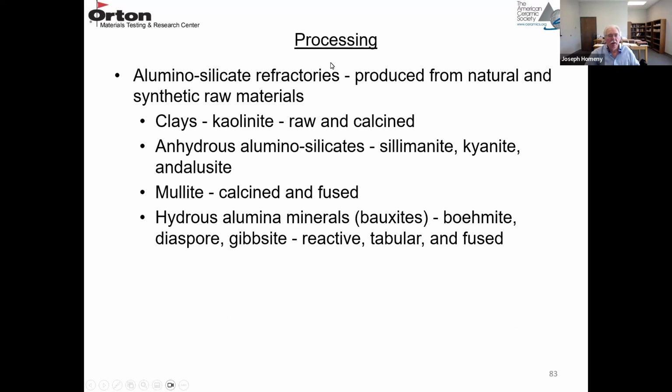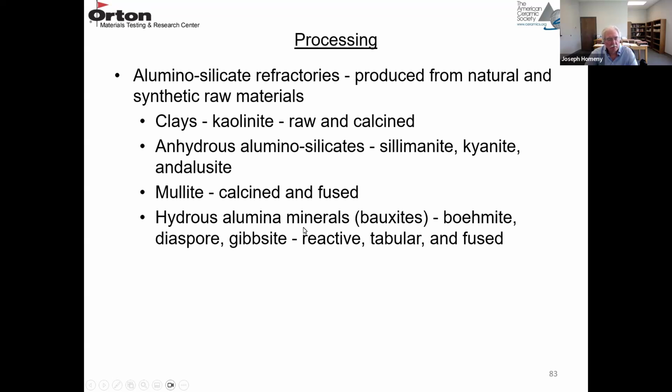So that's what I have on the phase diagrams, and then how you make these materials. All the alumina silicate refractories are produced from natural, raw, or synthetic materials. We talked about clays like kaolinite. It can either be a raw clay or it can be heat treated or calcined to control the shrinkage. Could be an anhydrous aluminosilicate like sillimanite, kyanite, or andalusite. Could be a synthetic mullite, which can be calcined, could be fused.